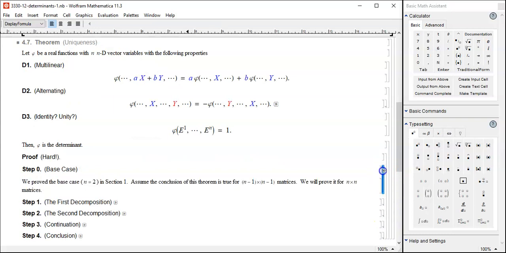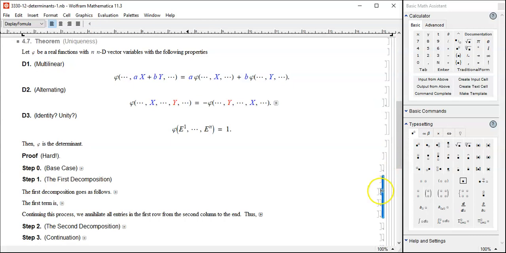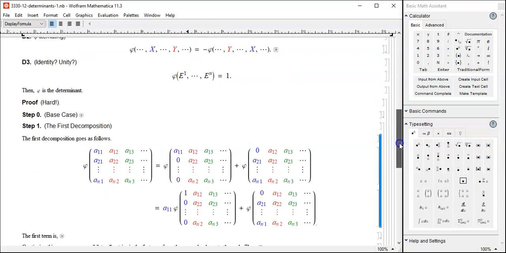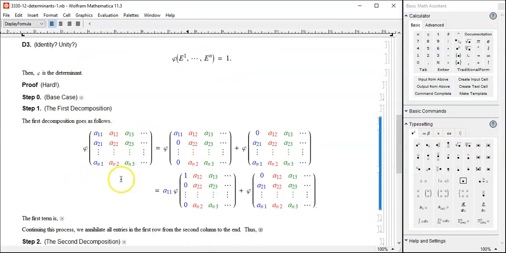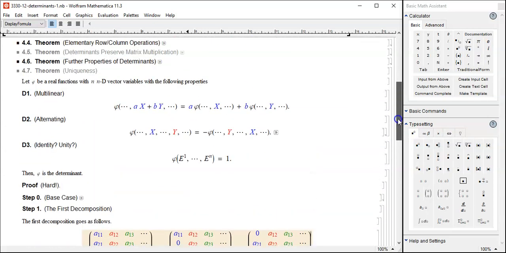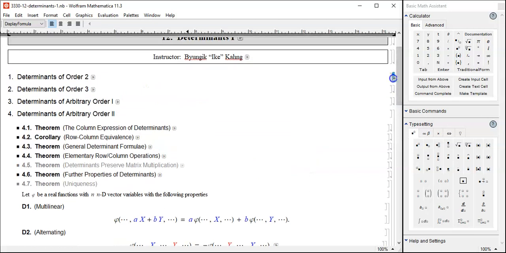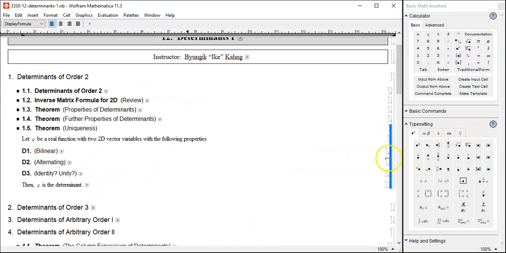Base case done. All right. First decomposition. We have this n by n matrix, and we have all these columns. First column, second column, third column, and then dot, dot, dot. Now, let's decompose the first column into A11, a bunch of zeros, and 0, and then a bunch of non-zeros. This is kind of analogous to what we did for this proof here.